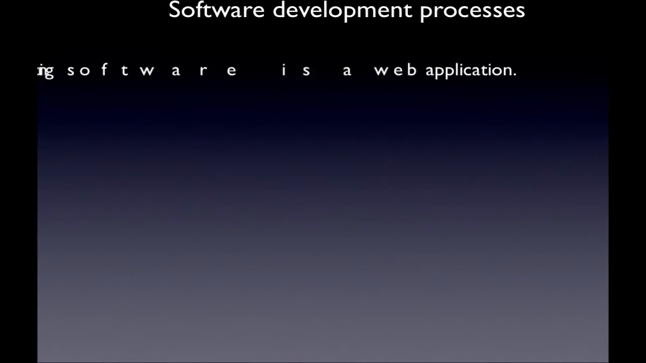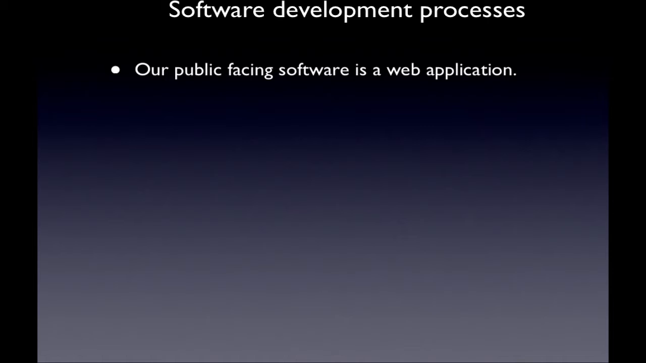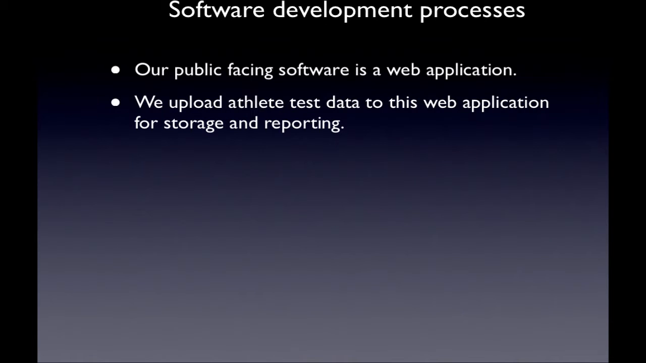The software dev process: our public-facing software is a web application. We use it to upload the user test data. Whenever we go to events and test athletes, our data acquisition system prepares data for us that we upload to the website, and we use the web application for manipulating the data, for storing the data, and for reporting.